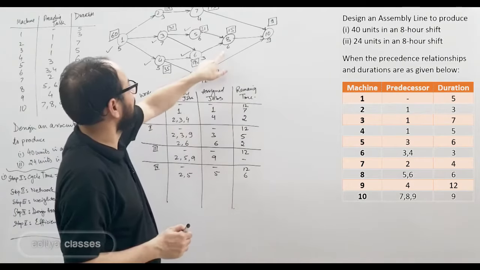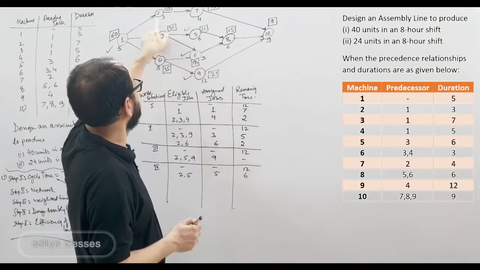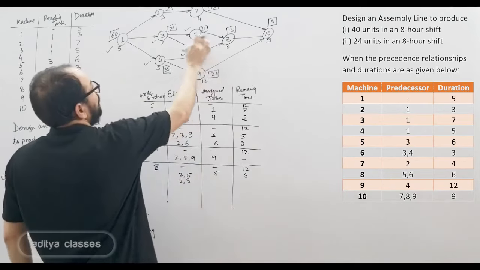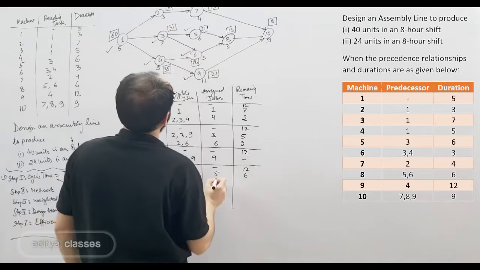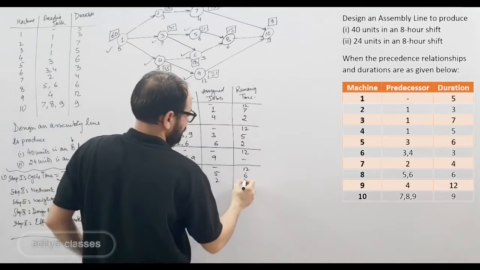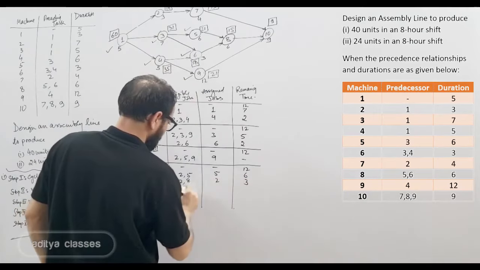I have 6 minutes. It needs 6 minutes and 3 minutes. So I'll go with 2 and 8, and the one with larger weighted time, that is 2 with 6 minutes, will be assigned. So I get 3 minutes consumed. I am left with 3 minutes.